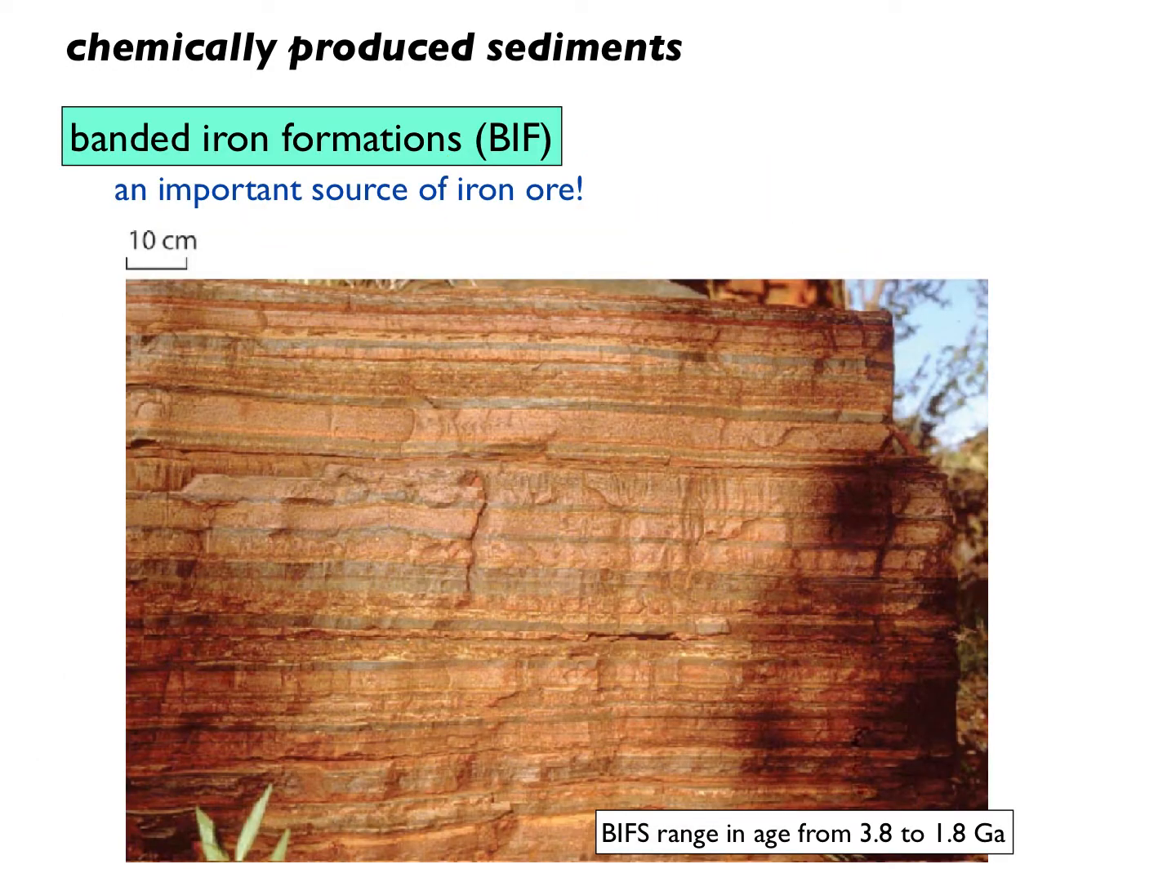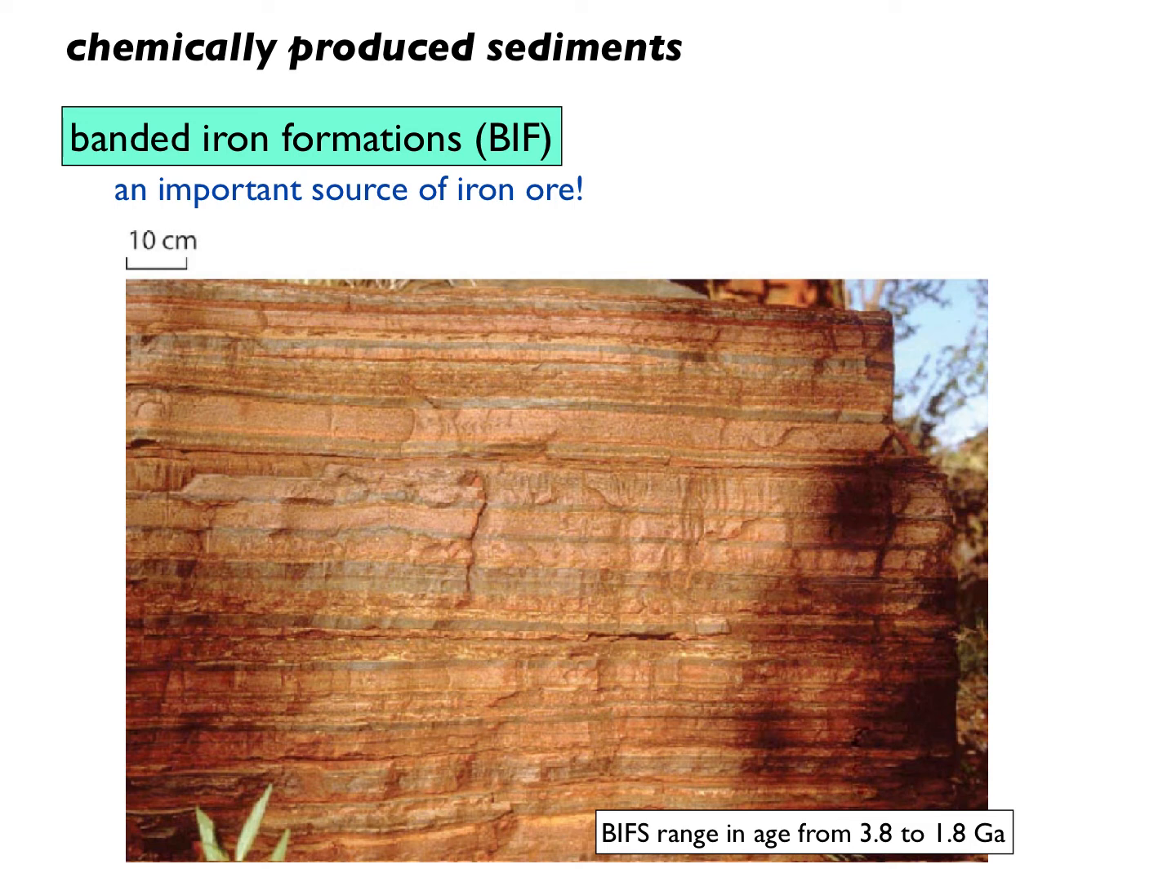Okay, another type of chemically produced sediment that we haven't talked about, banded iron formations. I'm going to show you one of these in person when we get back to the classroom next week. These are a really important source of iron ore. They are actually native iron that precipitated kind of like an ooze, if you will, and formed these like banded formations. That's why they're called BIFs, banded iron formations.